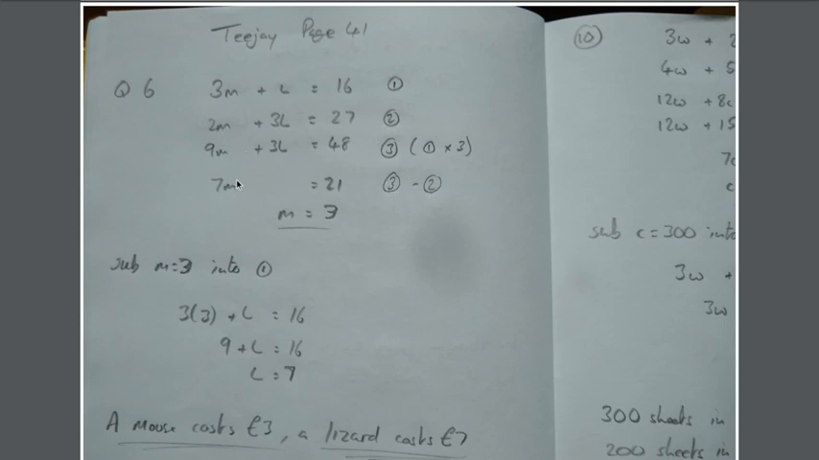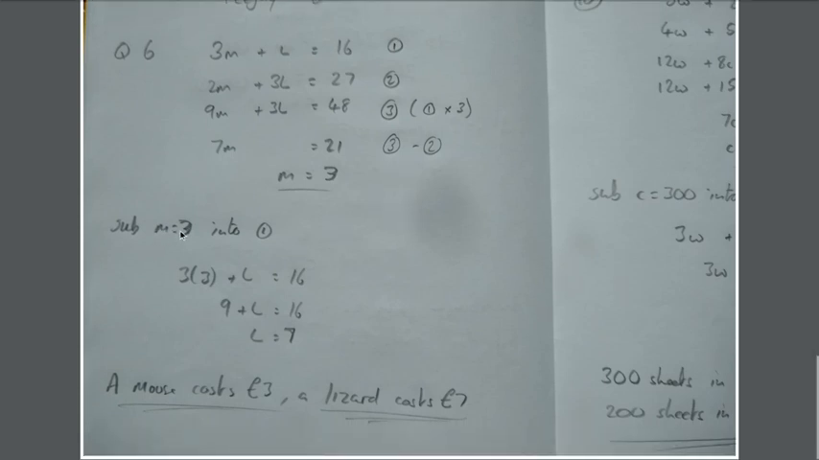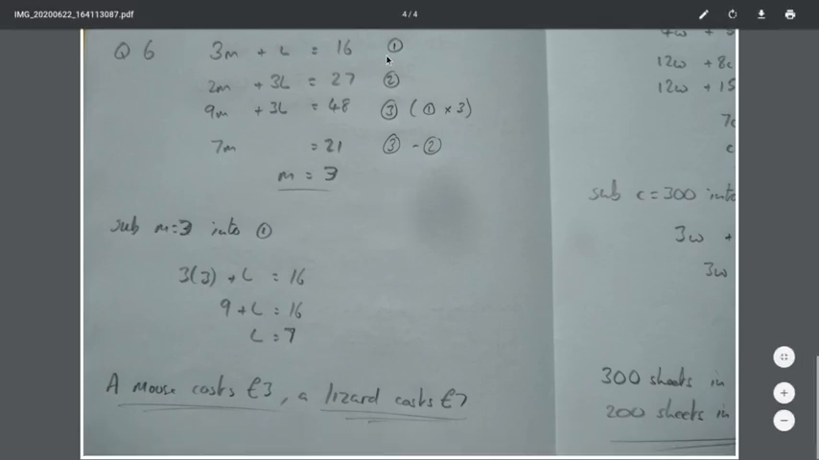So 9m minus 2m is 7m. 3L minus 3L is 0. So the L's have been eliminated, which is what we want. And 48 minus 27 equals 21. So 7m equals 21. Divide both sides by 7, m equals 3. Substitute 3 back into equation 1. 3 3's plus L is 16, 9 plus L is 16, so L is 7, because 9 and 7 is 16.